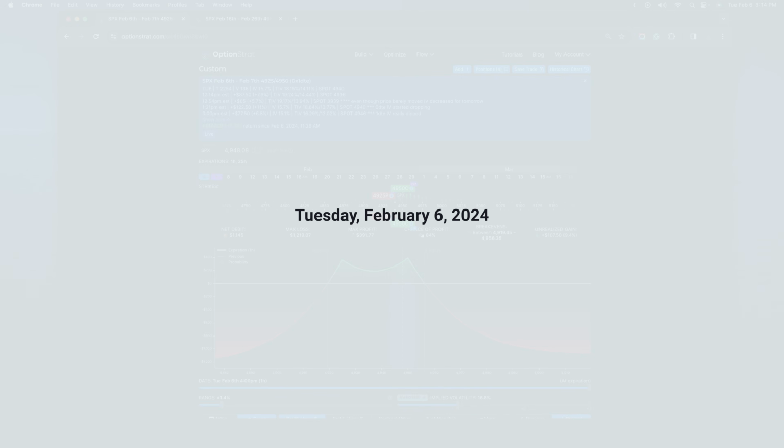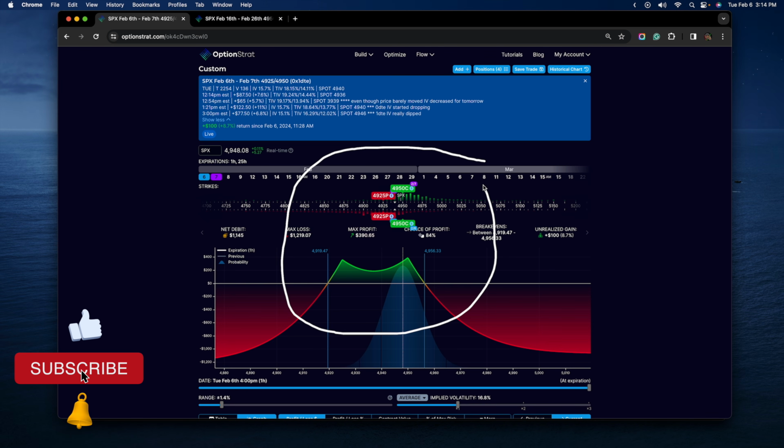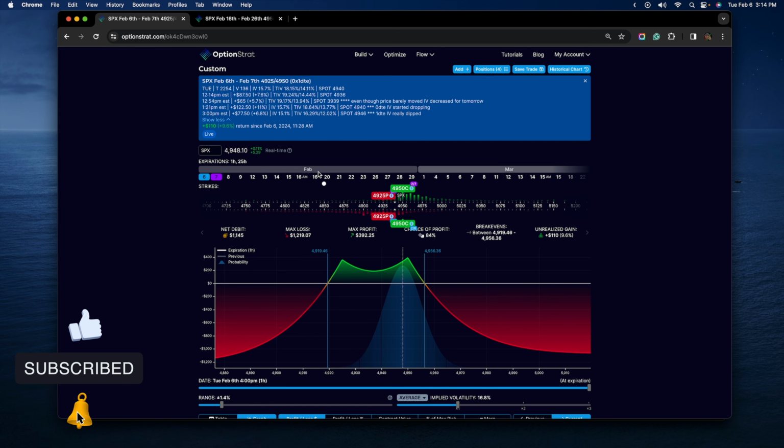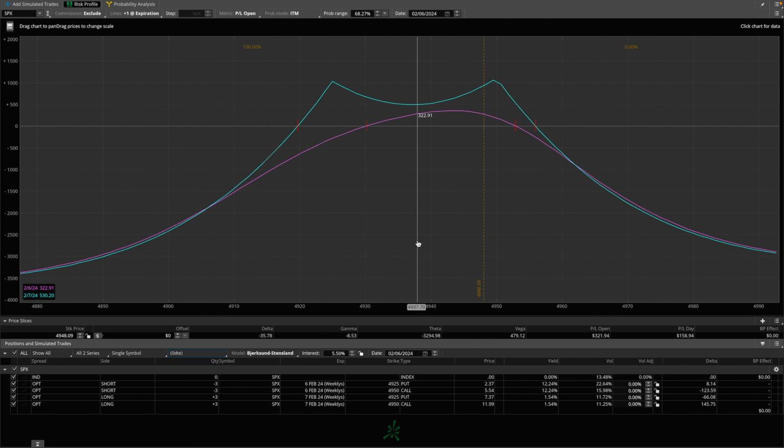Today is Tuesday, February 6th, 2024, and the market is currently open. It's power hour. The market closes in a little under 50 minutes, and this is a live position in which I'm currently in. It is a double calendar using a 0 DTE expiration. This is my live risk profile right now on Thinkorswim. I'm in 3 lots of the double calendar.